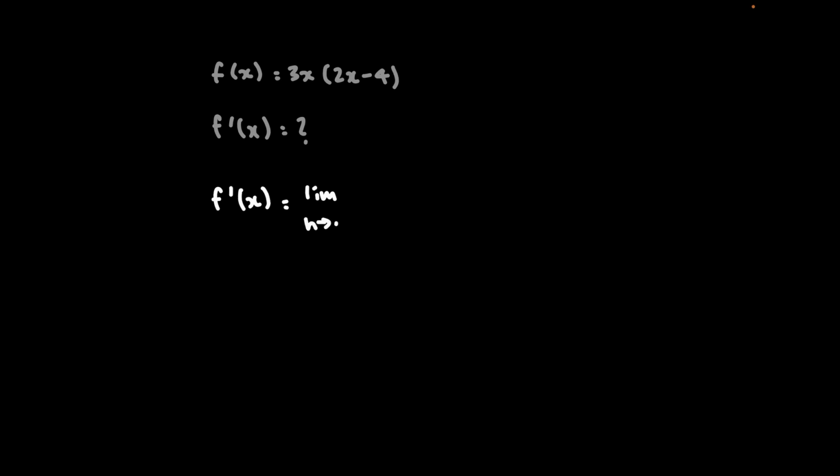Alright, the next example we're going to look at is when f of x is equal to 3x times 2x take 4. And we're simply going to work out what is f dash x. We're going to work it out using first principles. And again, the formula is the limit as h approaches 0 of f of x plus h minus f of x, all over h.